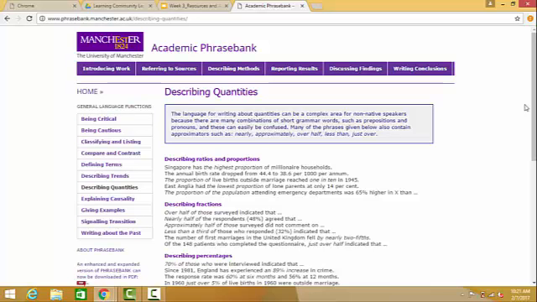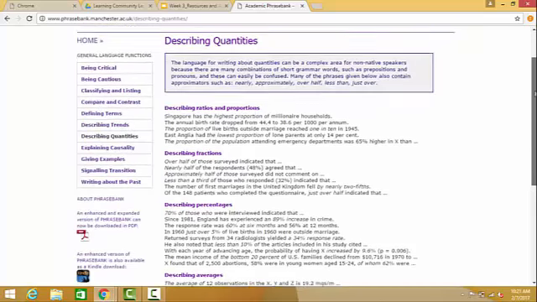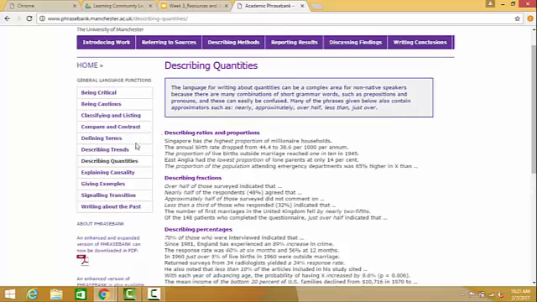There it is. So if you're ever stuck for words, or you're trying to say something and you can't quite word it to say what you want it to say, then he has tons of ways to, like, how do you describe percentages? How can you explain range? Those things.